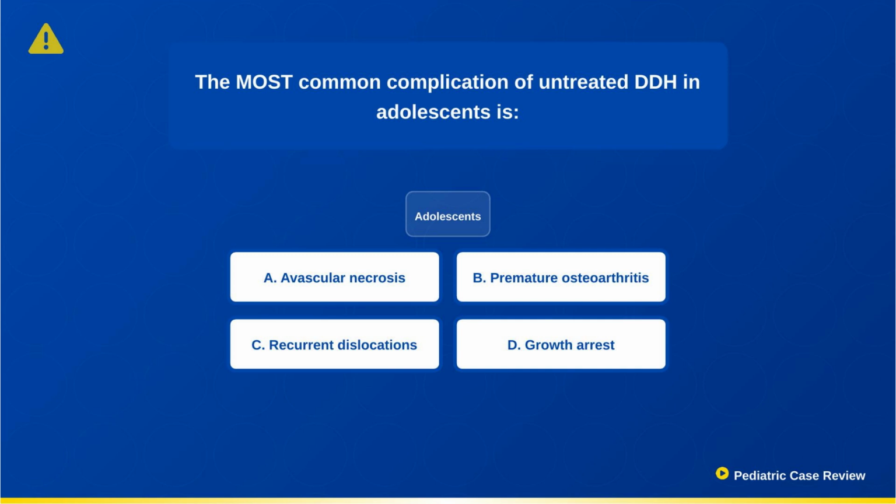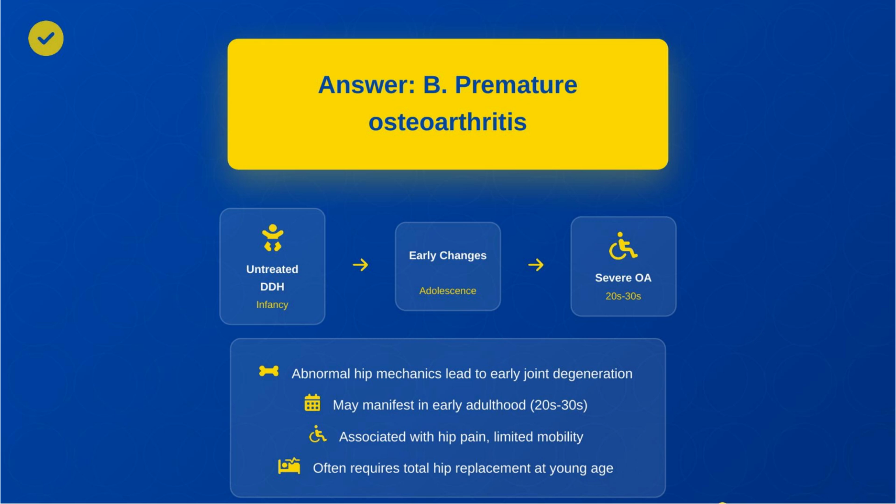The most common complication of untreated developmental dysplasia of the hip in adolescents is which of the following? A. Avascular necrosis. B. Premature osteoarthritis. C. Recurrent dislocations. D. Growth arrest. The correct answer is B.